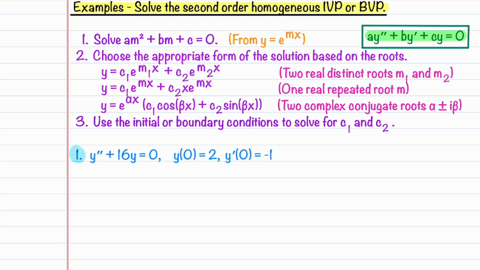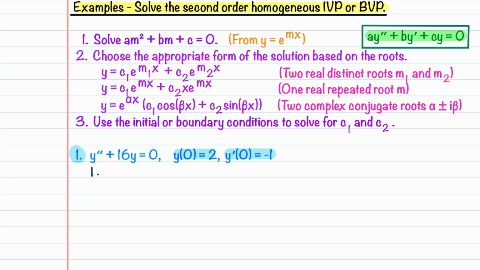It is y double prime plus 16y is equal to 0. And we're given the initial conditions. Y of 0 is equal to 2, and y prime of 0 is equal to minus 1. You could think of that as the initial displacement and the initial velocity. Our first step is to write the characteristic equation and solve it.